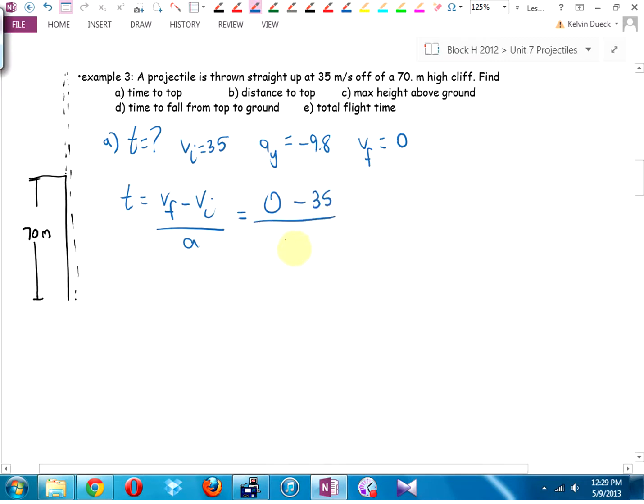What's A? Did you say negative 9.8? Okay. How many numbers on top? Let's remember how our calculators work. 2 numbers on top, brackets around the top. Yes?